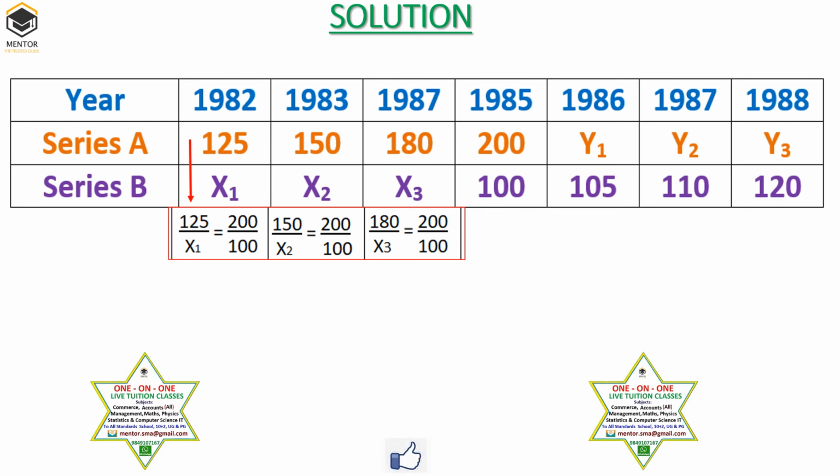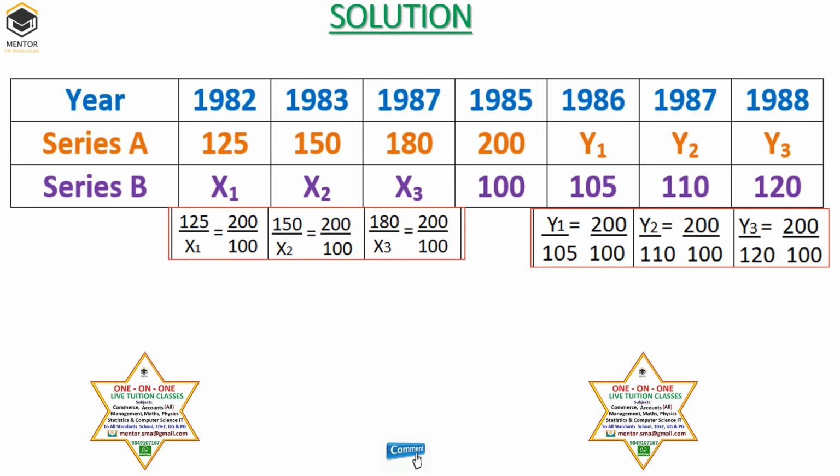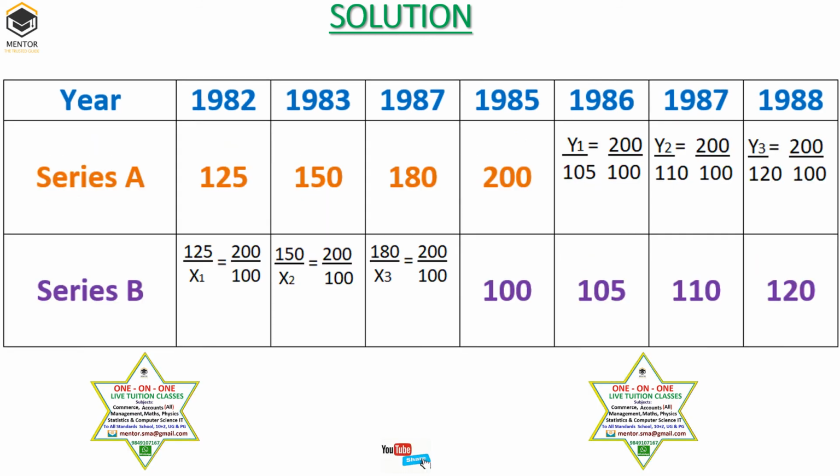So 125 by X1 is equal to 200 by 100. Next, 150 by X2 is equal to 200 by 100. Next, 180 by X3 is equal to 200 by 100. In this way I have calculated the X1, X2, X3 values. Next, the Y1, Y2, Y3 values. How to calculate? Y1 by 105, Y2 by 110, Y3 by 120. All these three must be equal to 200 by 100, because 200 by 100 is our intersection here.